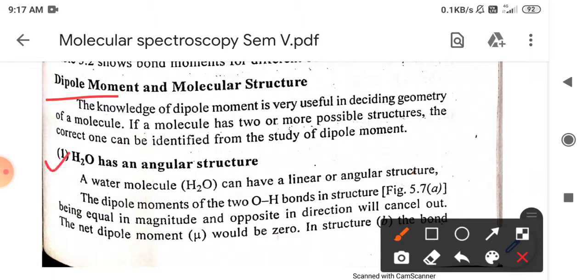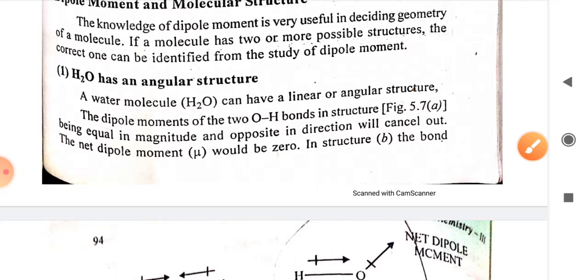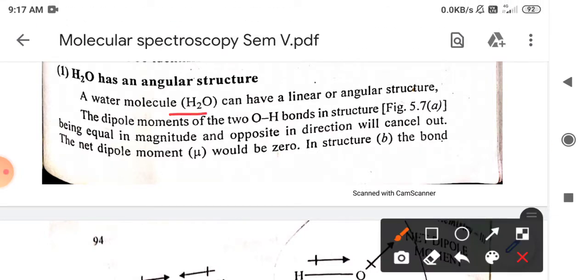Now the first example is water. With the help of dipole moment, how can we predict the structure of the water molecule? We know that the water molecule contains two hydrogen atoms and one oxygen atom, with oxygen being the central atom, because it has a valency of 2. So this water molecule will have two OH bonds, and we need to consider the dipole moment or bond moment of each OH bond, so overall the two bond moments of the OH bonds in the given structure.